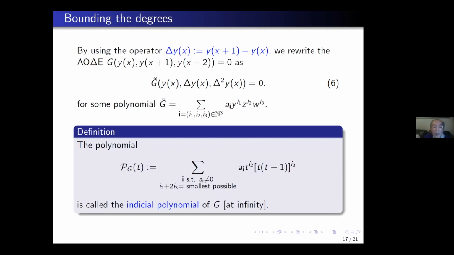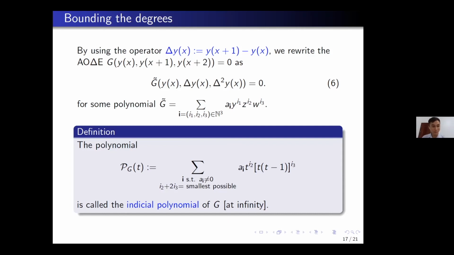And I know it's technical, but how do you figure this out? I mean, how does this form involving t and t times t minus 1, and then also the I2 plus 2 I3 as small as possible, how do these things come about? I mean, it looks like magic. Yeah, it looks like magic.